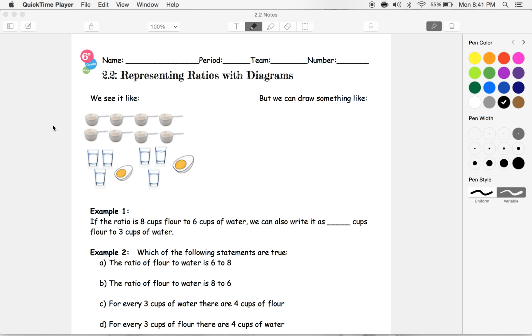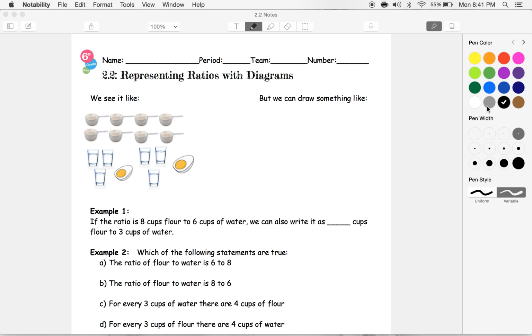Everybody, so we're going to be talking about 2.2, representing ratios with diagrams. So we talked the other day about seeing things like this, some sort of picture that kind of depicts different categories. So in this it looks like we have some cups of flour, we have some cups of water, and we have some eggs. Now, drawing a super pretty picture, although it's really pretty, sometimes isn't practical for math because it might just be taking a little bit too long for what you need when we're talking about getting through some of our math problems.